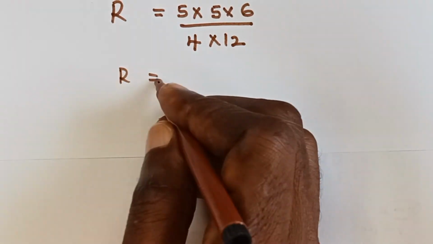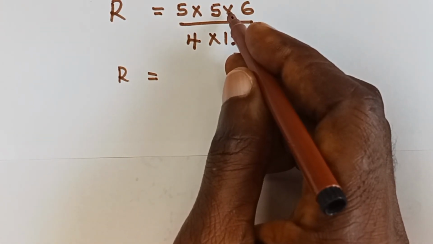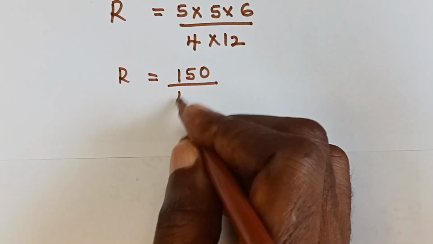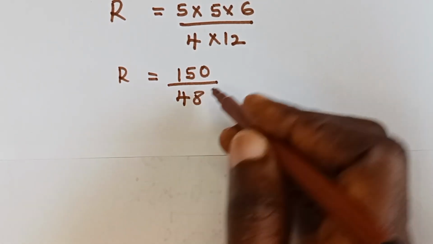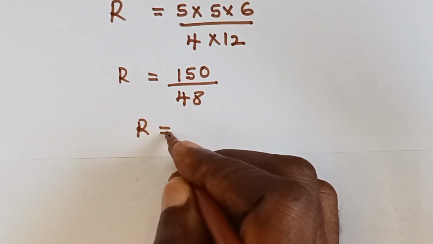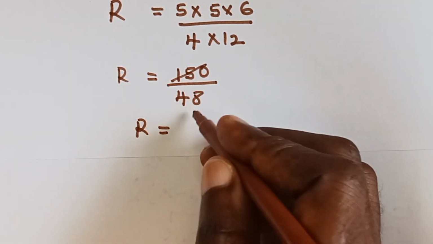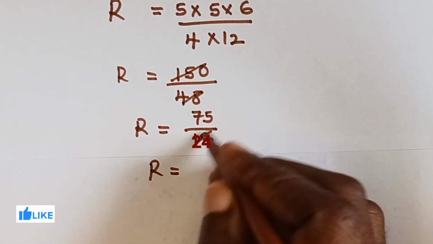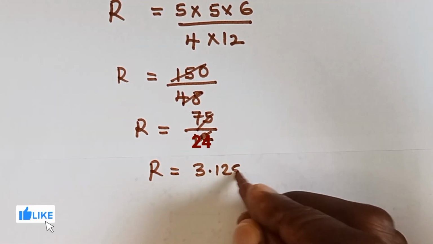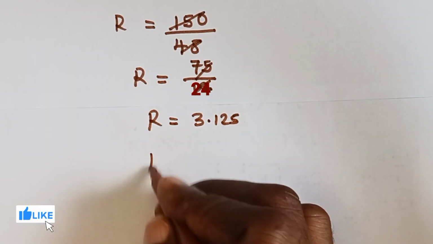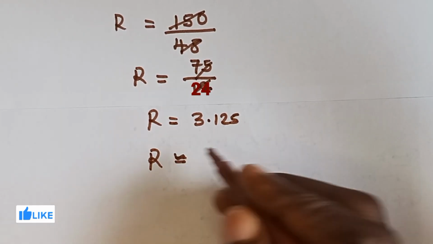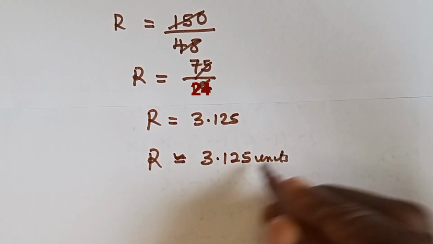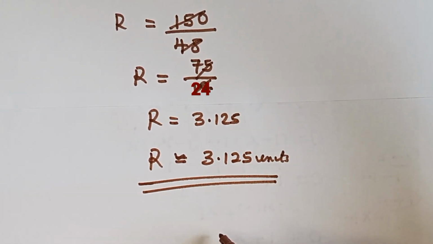So now we have R equals, this will give us 150 over, 4 times 12, which will give us 48. Okay, so now let's use 2. Therefore, the radius of the circle is approximately 3.125 units. Right, so this is the radius of the circle.